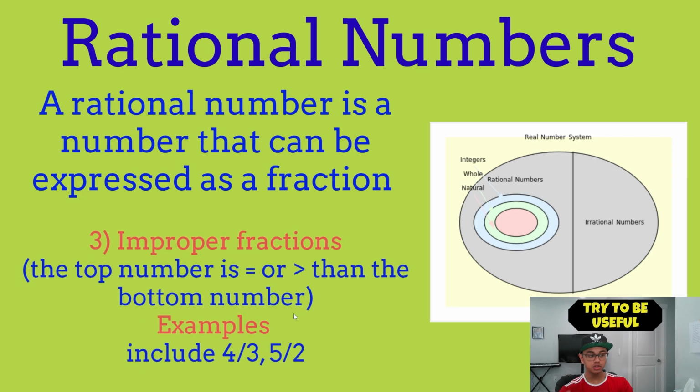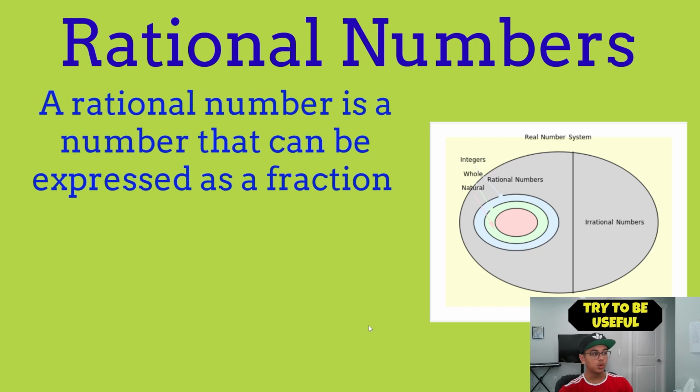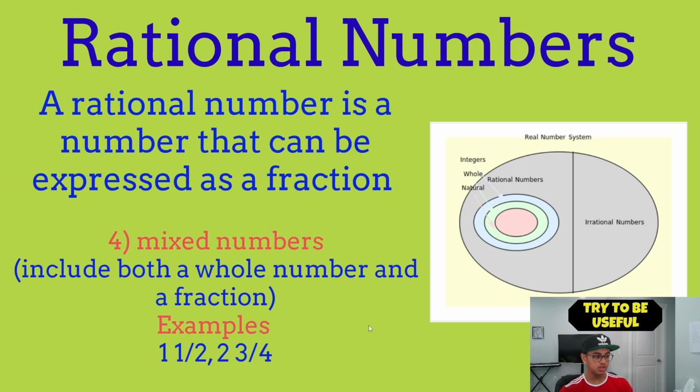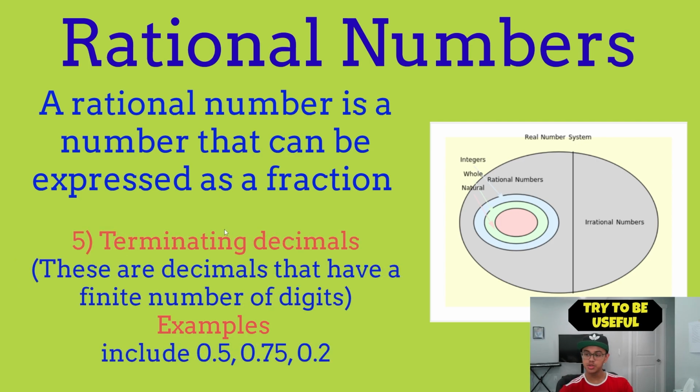Rational numbers also include improper fractions, where the numerator is more than the denominator. For example, we have 4/3, 5/2, 6/1, and so on. And rational numbers also include mixed numbers, which is basically a whole number and a fraction. So 1 1/2, 2 3/4, and so on. And rational numbers also consist of terminating decimals. For example, we have 0.5, 0.75, 0.2.